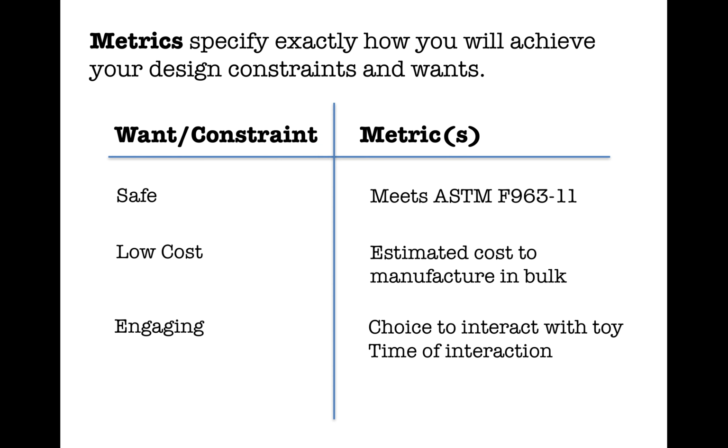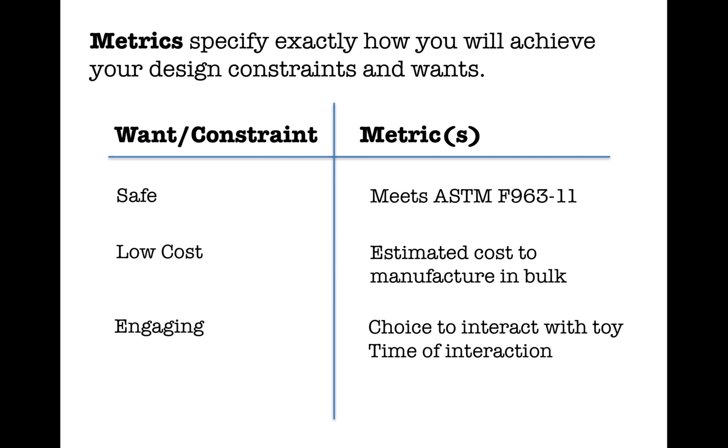Engaging, right? So engaging is a want. Low cost is also a want. So we've got constraint, want. Engaging is a want that sometimes I see a lot of students who really don't come up with a valid metric that's associated with it. You want to make sure that you've got something that you can sink your teeth into, right? When we're looking at engaging, you want a measure of engagement from the kids, right?